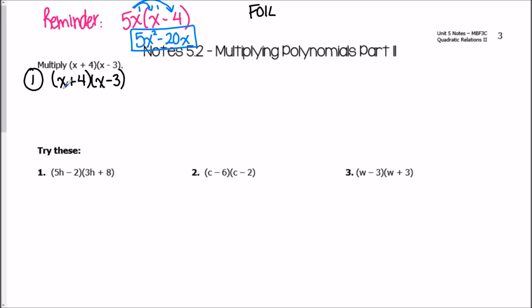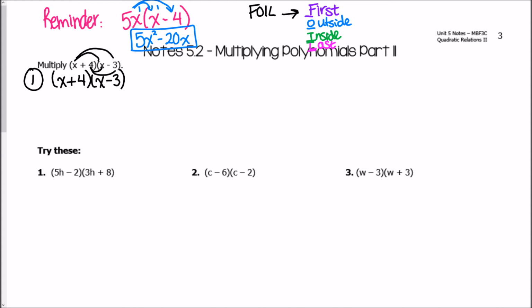FOIL is just going to show us how we can make sure that we distribute to every term. So everything in the first set of brackets gets distributed to everything in the second set of brackets. So in order to make sure that we do that, we're going to write down what FOIL stands for. The F stands for first, the O stands for outside, or outer, the I stands for inside, and the L stands for last. And if you notice, this gives us FOIL.